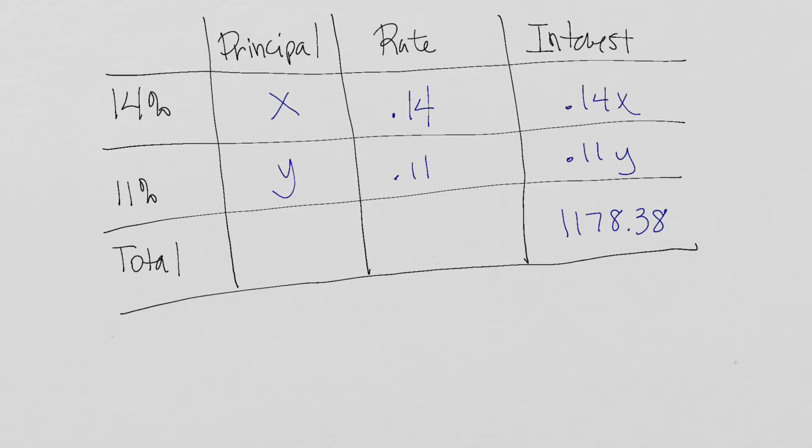One of my equations is going to be the interest equation. 0.14x plus 0.11y equals 1,178.38. The other equation is going to come from a sentence in the actual problem.